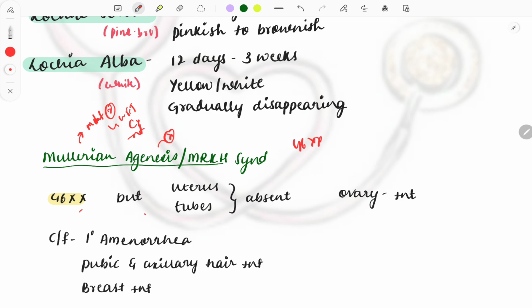Absent. Uterus and the fallopian tubes absent and ovaries are present, because the ovary comes from the genital ridge, so that one will be present.